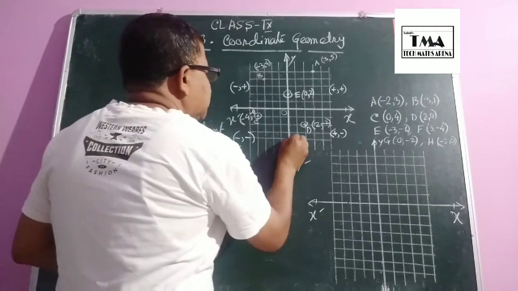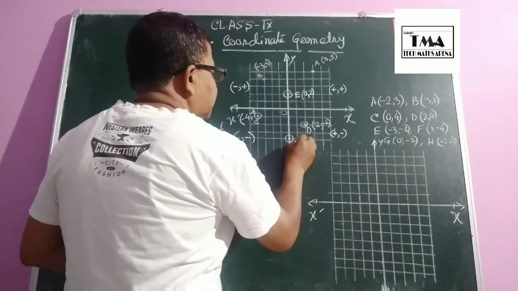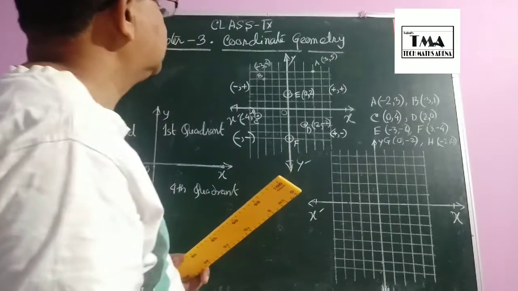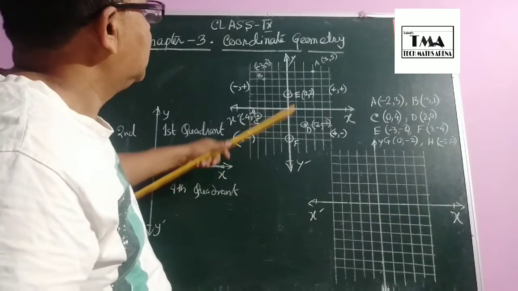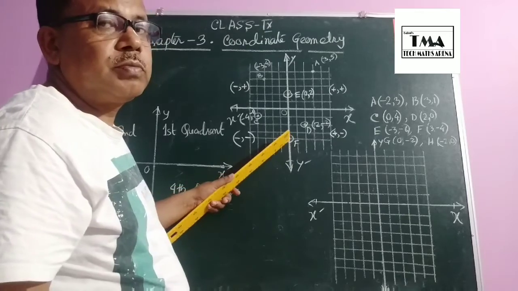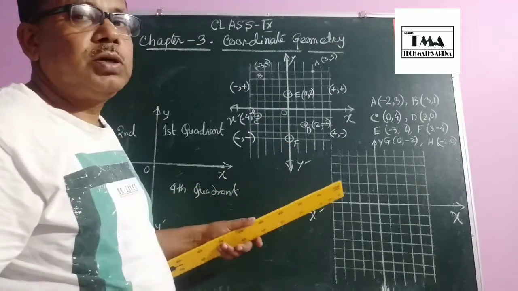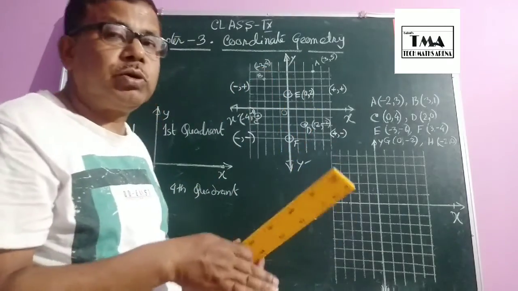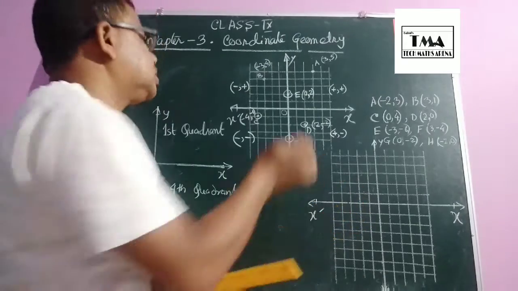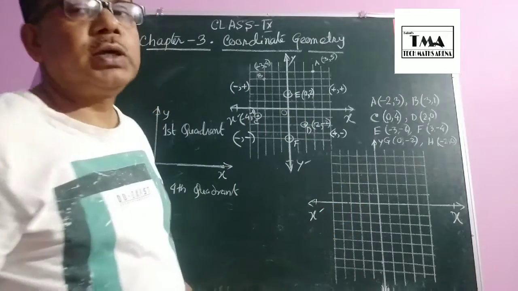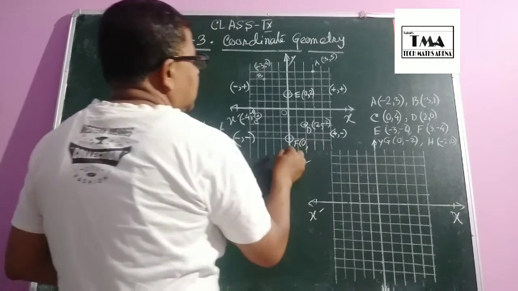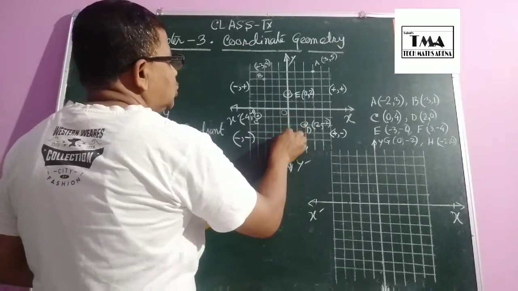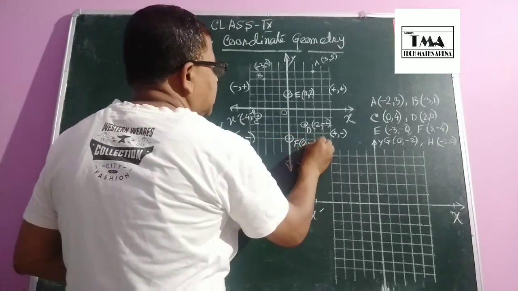Take another point, suppose this point, namely F. Here the distance from the y-axis, which is represented by the x coordinate, is 0 because the point is on the y-axis. So here also the x coordinate is 0, but the y coordinate is 1, 2, 3, 4, so -4. This is -4.